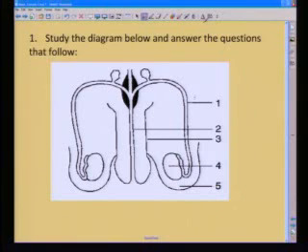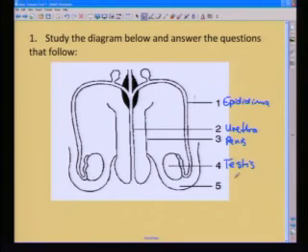So, label number 1. Now let's have a look here. That tube is going from here and it's going up to the urethra, so we know that 2 is the urethra. So number 1 is going to be the epidermis. All right. Number 3 is going to be the penis. Number 4 is the testis.